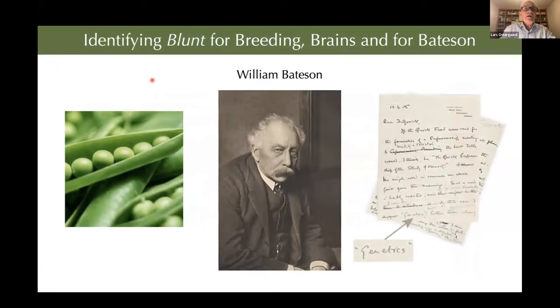So I'll just finish here by saying that we want to identify a plant both for breeding reasons, but also for our understanding of how fruit shape is regulated in peas. And then also for Bateson, because Bateson is just not anybody. Bateson was the first director of the Jolinus Center, and he was also the person who coined the word genetics in this letter, as you can see over on this side here. So in his honor, it would be fantastic to be able to identify what is underlying the plant phenotype.